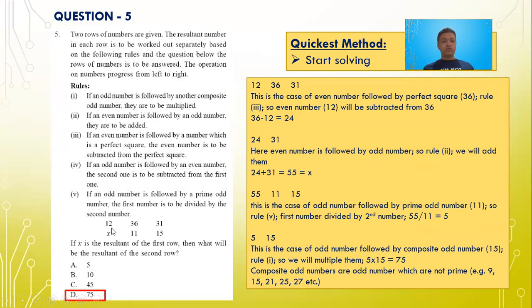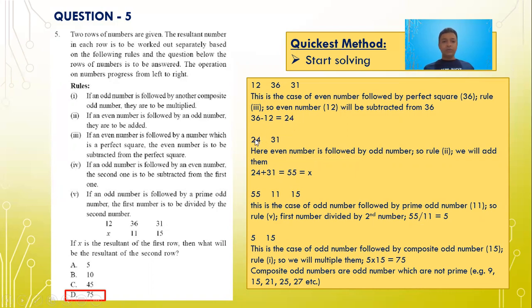So what are the two rows? 12, 36, 31, x, 11, 15. Let's start solving. 12, 36, 31. This is the case where an even number is followed by a perfect square, because 36 is a perfect square. So rule number 3: the even number is to be subtracted from the perfect square. So it will be 36 minus 12, which is 24.